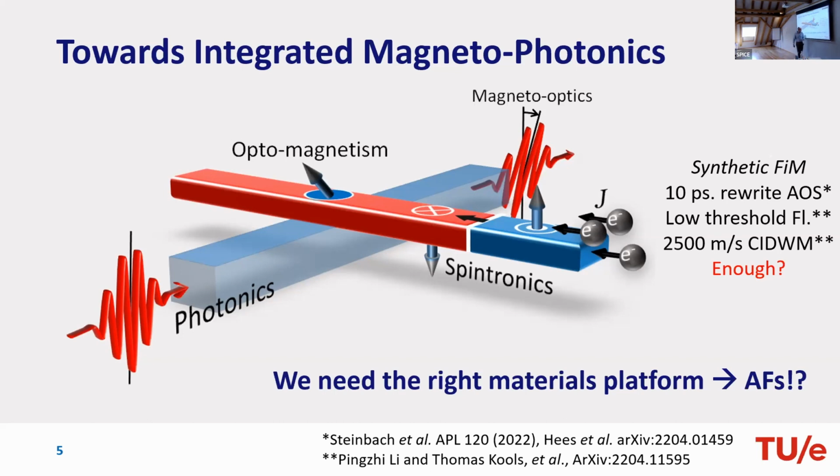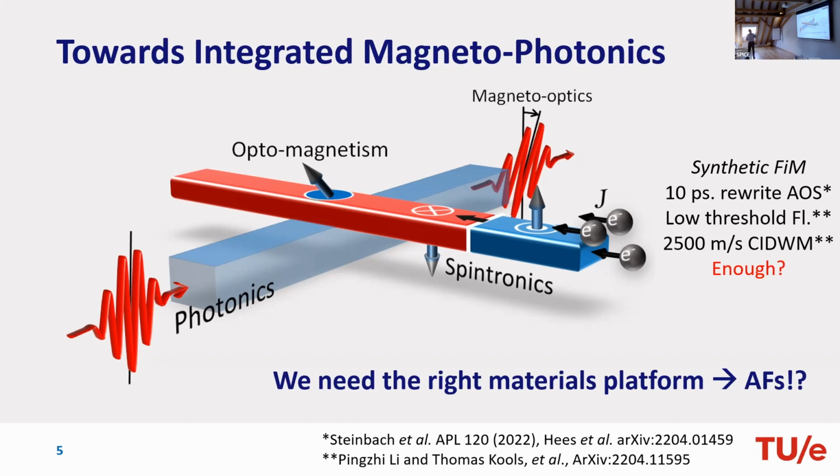Recently, the group from Eisenbit and also ourselves have shown that we can rewrite the magnetization with 2 pulses after each other within 10 picoseconds. This is all still based on heating, so not very energy efficient yet, but we still have to work on this part. But we show that you can do it within 10 picoseconds.